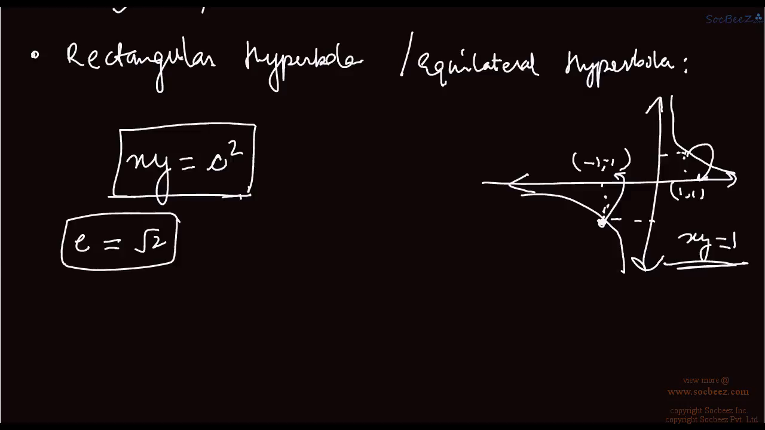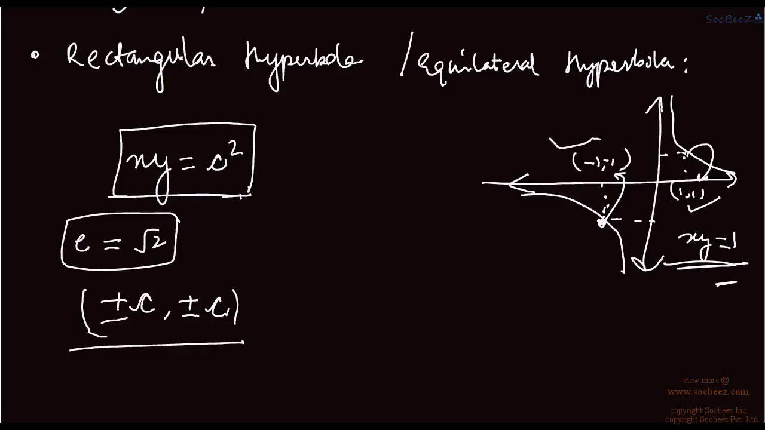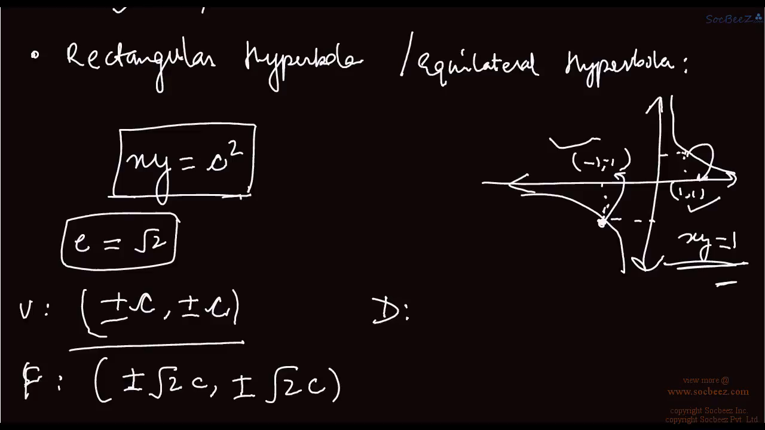Vertices, these vertices will be plus minus c comma plus minus c. Just like I said, 1 comma 1 and minus 1 comma minus 1. Just like that, plus minus c comma plus minus c. The focus will be plus minus root 2c comma plus minus root 2c. Directrix, that will be x plus y is equals to plus minus root 2c.